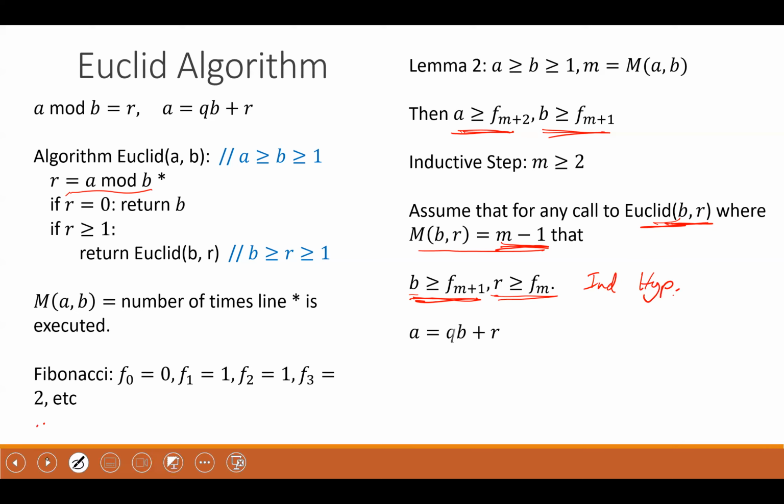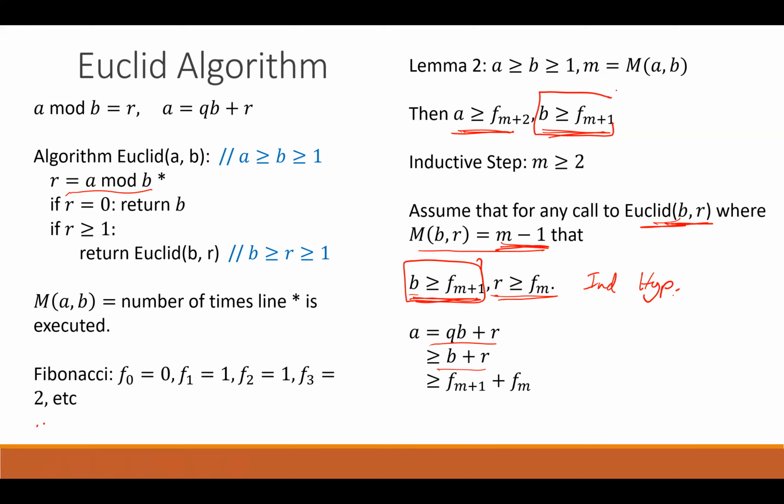And if that's true, well, I know that A is equal to Q times B plus R, which means that A is at least B plus R. So all that's left to show is I want to use my inductive hypothesis, which already gives me that this is true, and I want to use that to prove that this is true. Well, if A is at least B plus R, which is at least f of M plus 1 plus f of M, then A must be at least f of M plus 2. Okay.